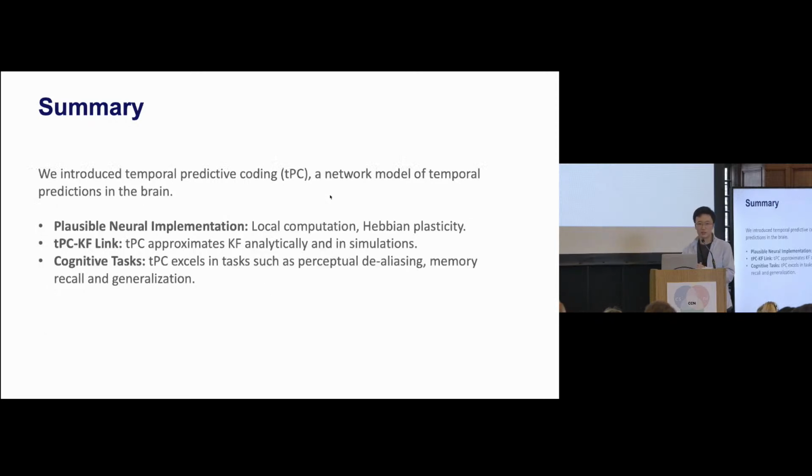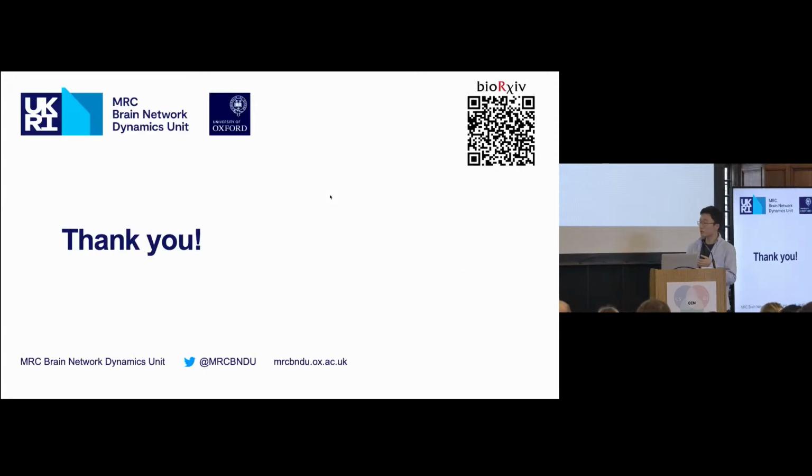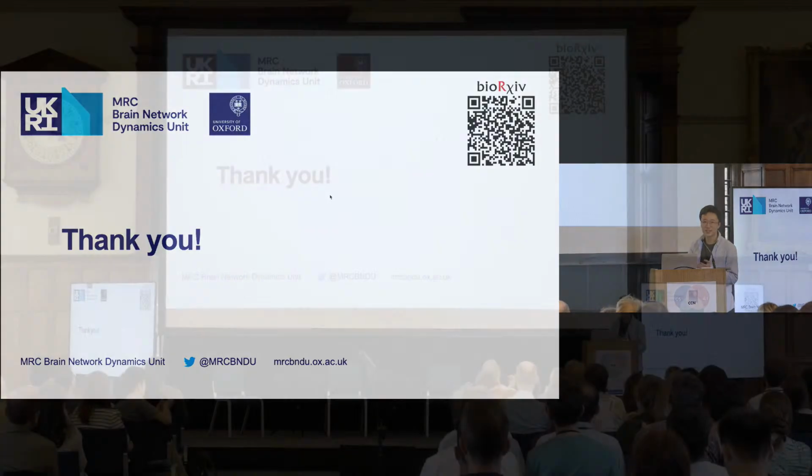So that is everything. In summary, we introduced this temporal predictive coding model, which affords a plausible neural implementation with local computations and Hebbian plasticity. We also show that there's an analytical link between temporal predictive coding and the Kalman filter. And we also found that temporal PC can work well in a lot of cognitive tasks, such as de-aliasing, memory, and generalization. And thank you very much. And if you're interested in the preprint, you can scan this QR code here.